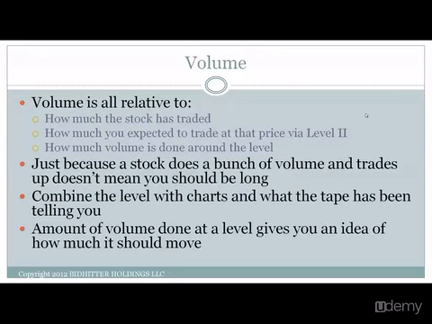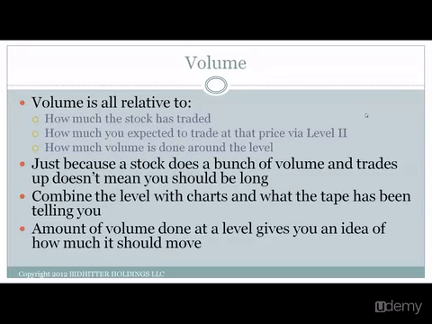Just because a stock does a bunch of volume and trades up doesn't mean you should be long. Same thing goes inverse. Because it does a bunch of volume and trades down doesn't mean you should be short. Tape reading is where you get a bunch of indicators, level 2, the prints, and you gather them to make an overall assessment of a high probability trade. So also combine the level with the charts to see what the tape has been telling you. If you see the level on the chart and also on the tape, then that's important. You should keep track of that.